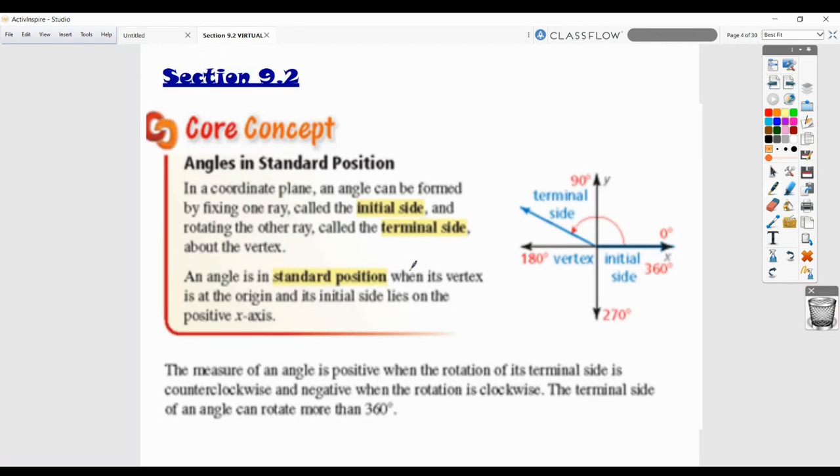All right, so the first thing I want to talk about in section 9.2 is the standard position of an angle. So we're very much used to seeing all sorts of angles, right? Right angles all over the place. And they have certain degree measurements. Like, for example, we know that this is 90 degrees, correct? And then if we scooch that down and we keep going, then this line here is 180 degrees.